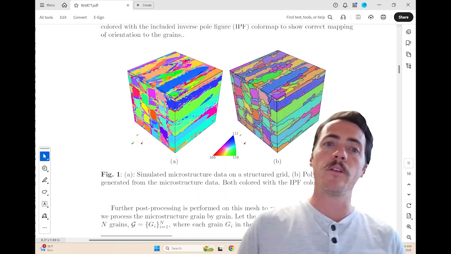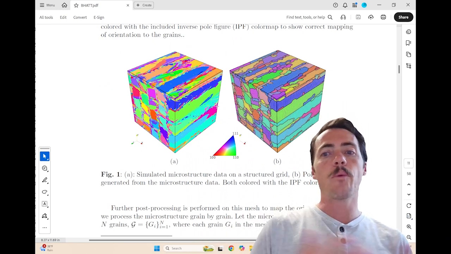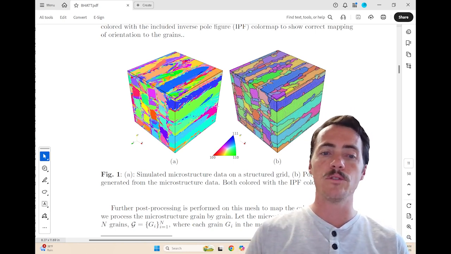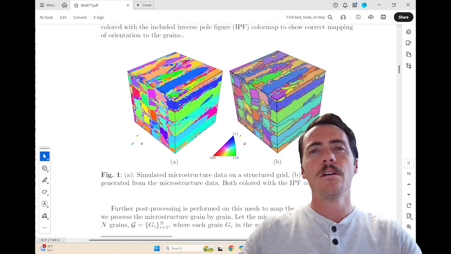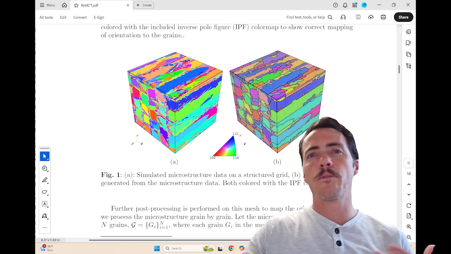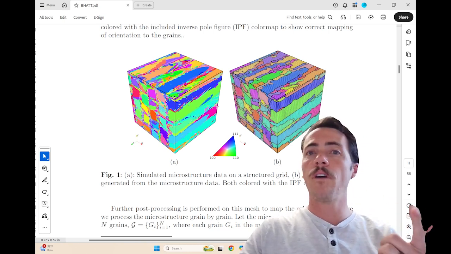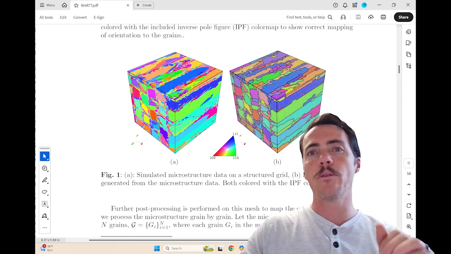So here's an example of a simulated microstructure on the left from some sort of structured grid. And on the right, you've got the polycrystal mesh generated from this microstructured data. So now you can actually turn loose your crystal plasticity finite element model to simulate performance on this thing. Specifically, the authors are going to try and explore the performance as a function of three parameters: the grain shape, the grain morphology, and the void growth along the grain boundaries itself.